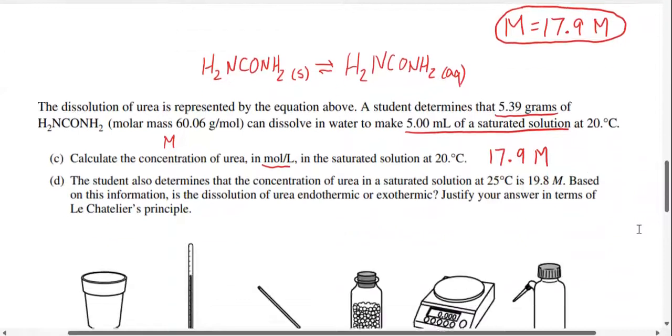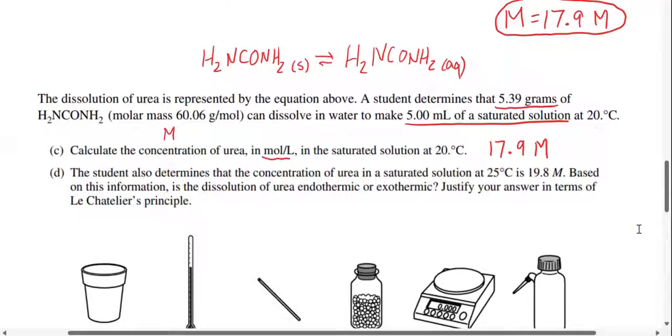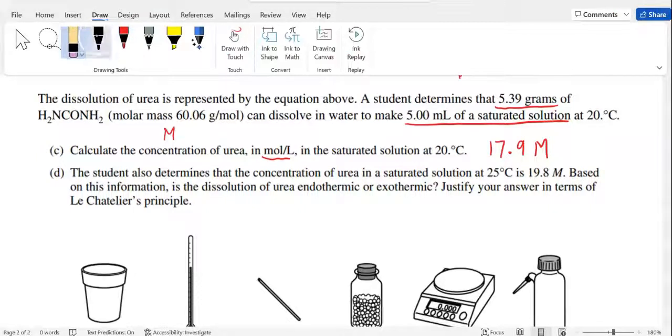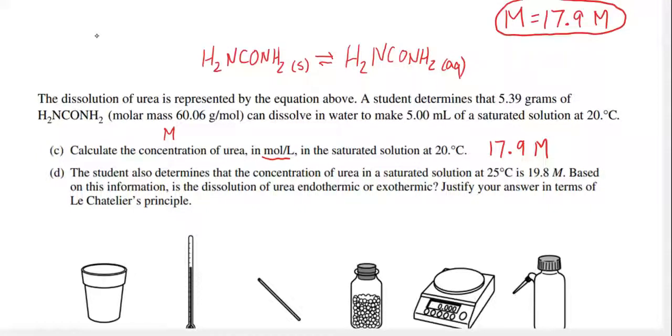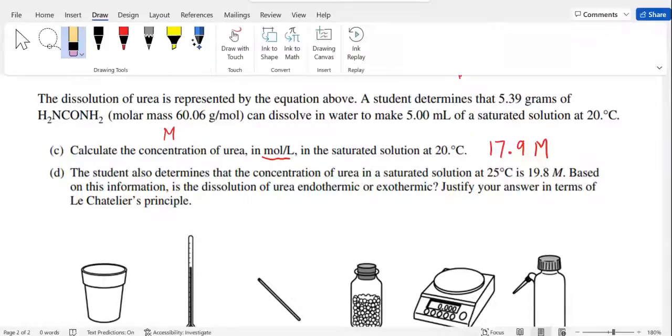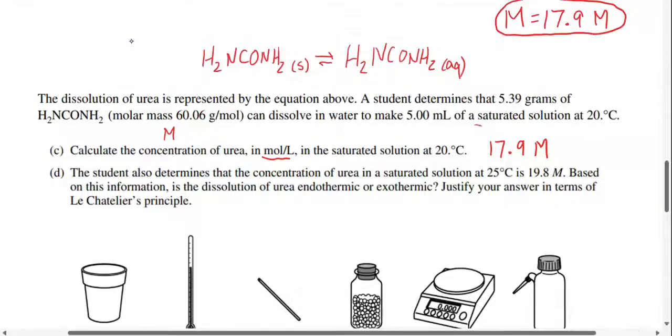Okay. So D says the student also determines that the concentration of urea in a saturated solution at 25 degrees Celsius is 19.8 molar. Based on this information, is the dissolution of urea endothermic or exothermic? Justify your answer in terms of Le Chatelier's principle. Okay, so we calculated the concentration of a saturated solution at 20 degrees Celsius.